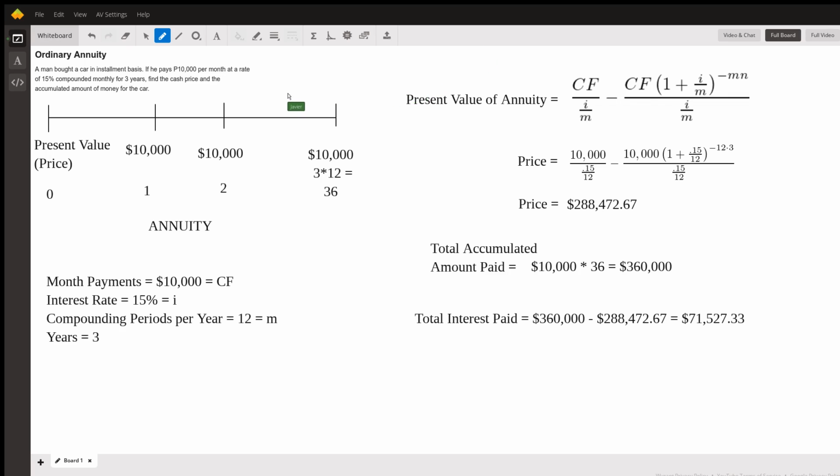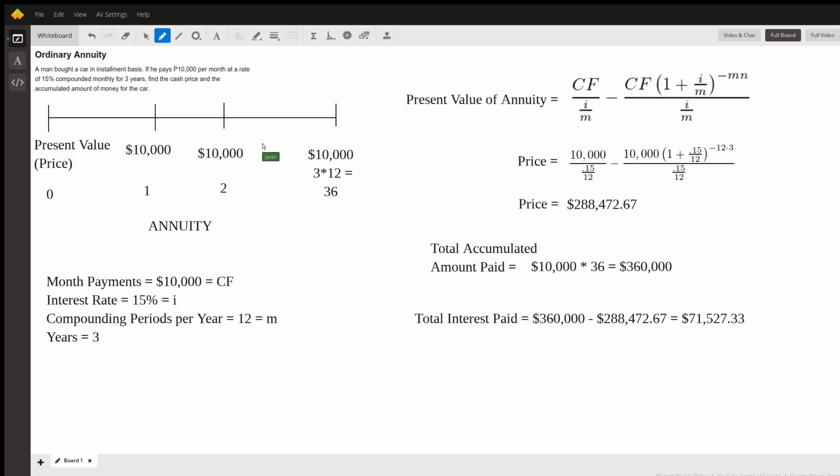Okay, so in this situation we have here, we have a man who buys a car on an installment basis. This means he'll be paying $10,000 per month for the next 3 years. So I've drawn here a representation of what's occurring. The present time, right now, time zero, no time has passed. In 1 month, he will pay $10,000. In another month, he'll pay another $10,000.